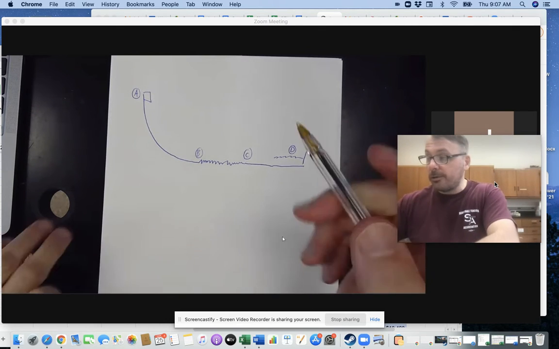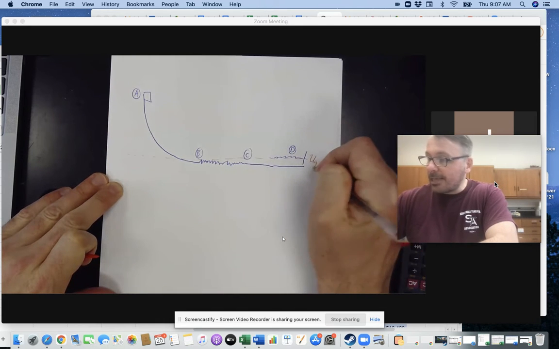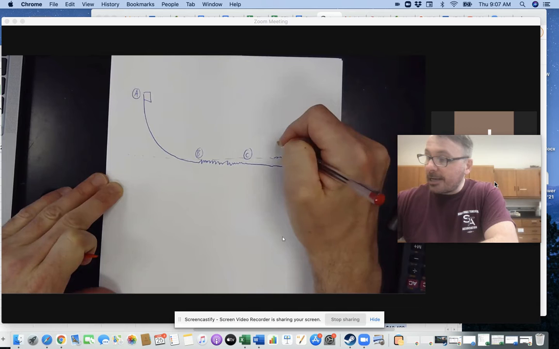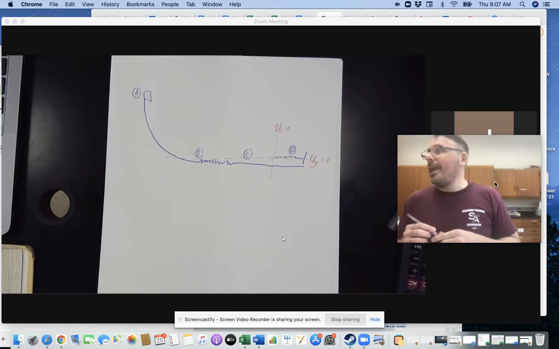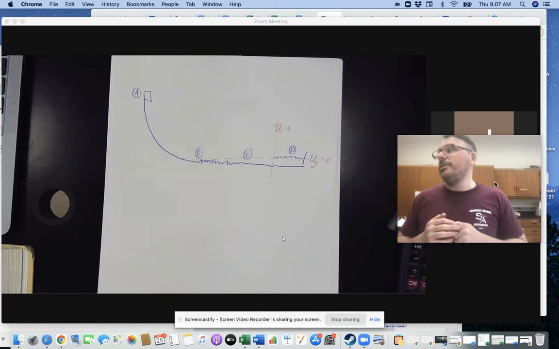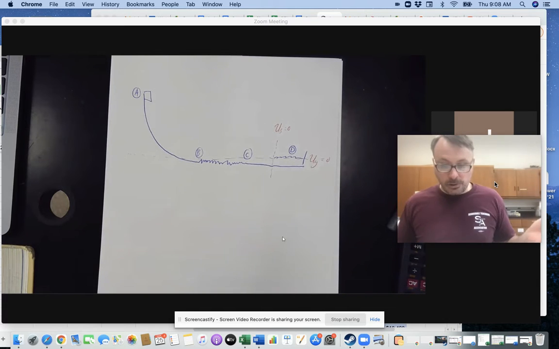So I have two potential energies I care about here. I have gravitational potential energy, and we'll say that that's at the ground here. We have spring potential energy. So we'll say U_S is equal to 0 there. So whenever the spring is at that U_S equals 0 line, there is no spring potential energy. Whenever any mass is at the U_G equals 0 line, there is no gravitational potential energy.